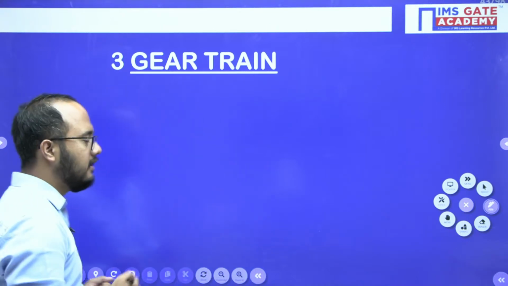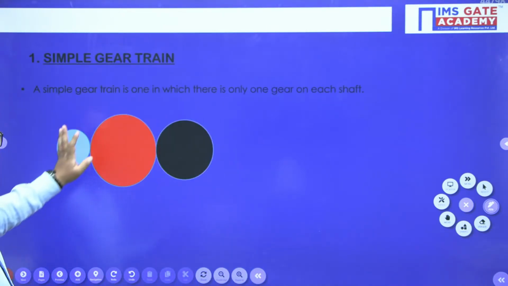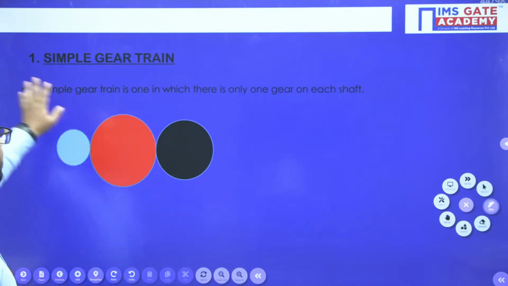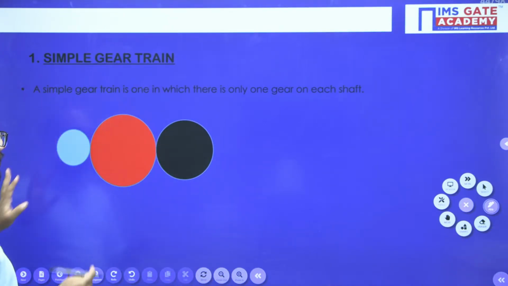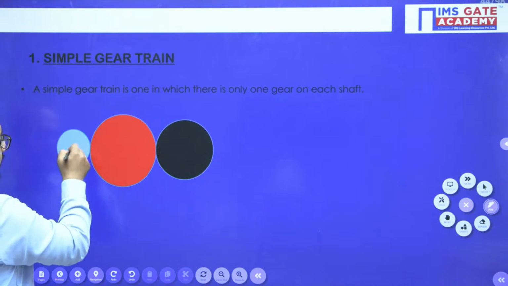Epicyclic gear train, right? But in order to revise some important points, I have mentioned the points here, like the simple gear train. In the simple gear train, what will happen? Each shaft will carry one gear.